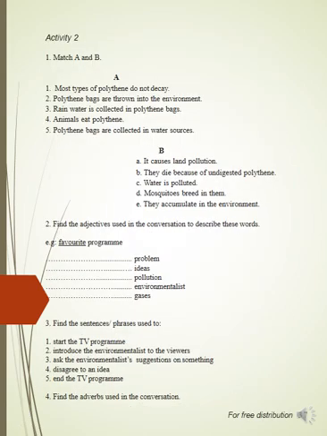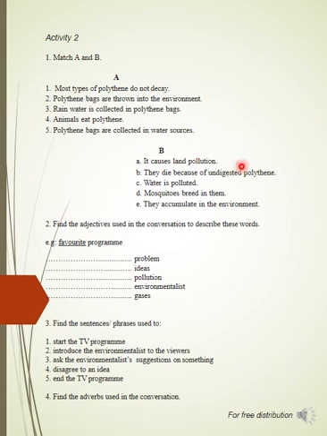Now children, let's go to activity 2. Match A and B. Now let's read A. First one, most types of polythene don't decay. Now we have to find the appropriate conjunction from B. There should be a combination between A and B. Most types of polythene don't decay. We shall say it causes land pollution.